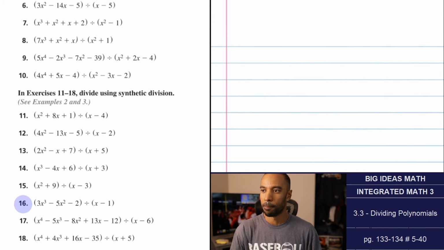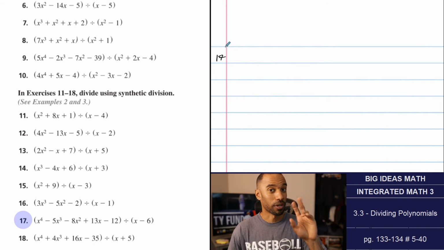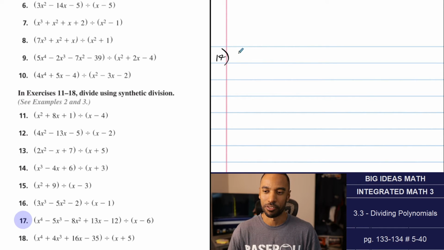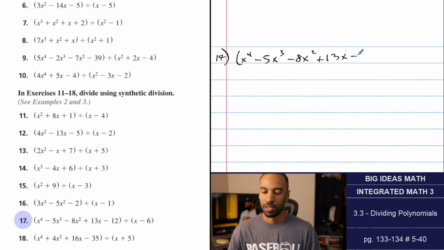All right, 2 more. Number 17, number 18. We're going to race, okay, guys? Now I first got to copy down the problem, and the next part I've got to do is set up the problem. Our race isn't going to be in the setup. It's going to be in the synthetic division part itself. Minus 12 over x minus 6.